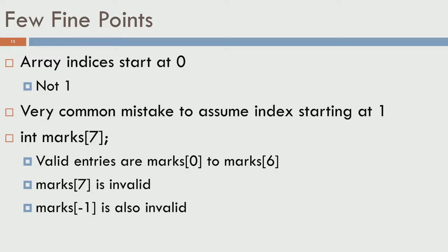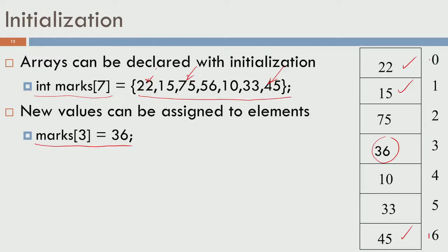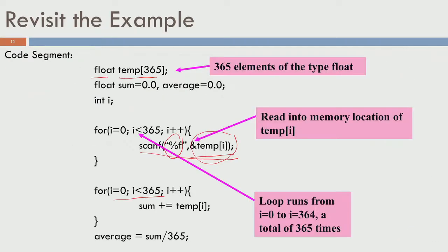So, you will never have indices which are negative, nor will you have an index which is greater than or equal to the size in the declaration that you had. For example, in the float array that we showed earlier, we have 365 elements, so temp of 365 would be invalid because we have only temp of 0 to temp of 364.